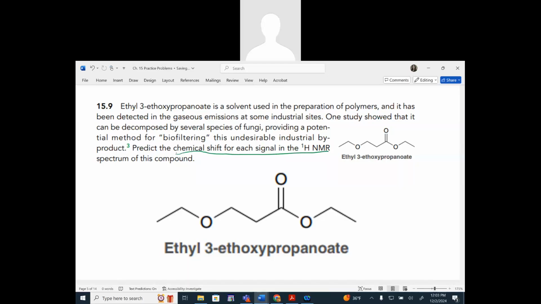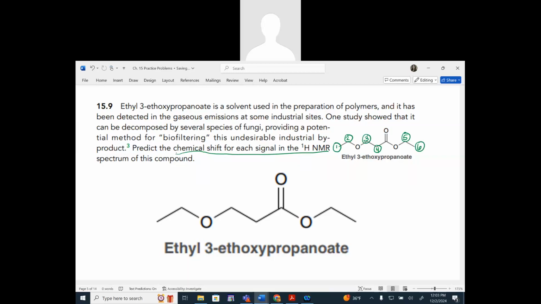So we would begin by first determining the number of expected signals. If we work through, we would see 6 distinct signals. We would see one with these 3 methyl protons here. We would see a second signal with these methylene protons. Moving over here, we would see a third signal, a fourth signal. Both of these 3 and 4 are methylene protons. The fifth signal, another group of methylene protons, and then the sixth signal would be from these 3 methyl protons.